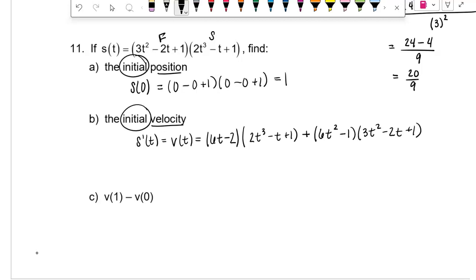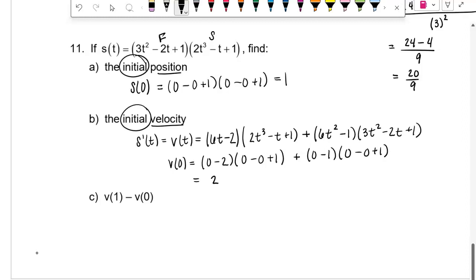Now, in order to find the initial velocity, you're plugging in 0 for t. So you've got 0 minus 2 times 0 minus 0 plus 1. So essentially, we've got negative 2 times 1, which is negative 2. And then we've got plus 0 minus 1 times 0 minus 0 plus 1. So you've got negative 1 times 1, which is going to be minus 1. I forgot a negative sign on the first one. So we've got negative 2 minus 1, which equals negative 3 as my initial velocity.